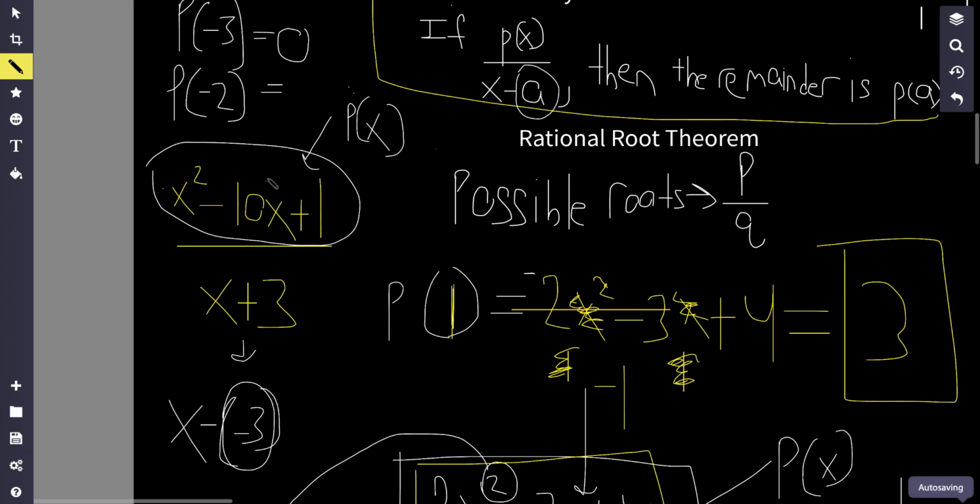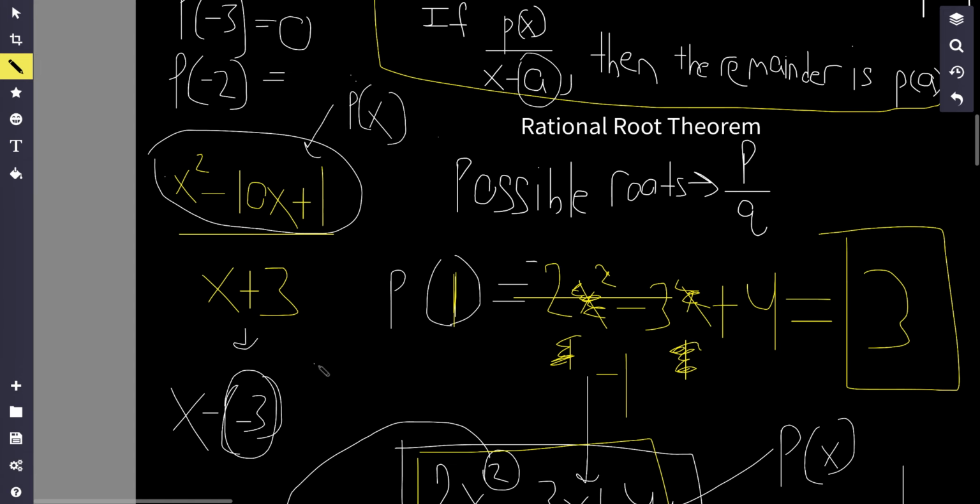So what we're going to do is plug in p of negative 3 into my numerator and see what that does. So in this case, I have negative 3 squared, right? Because that's p of negative 3, right? Negative 3 squared minus 10 times negative 3 plus 1.